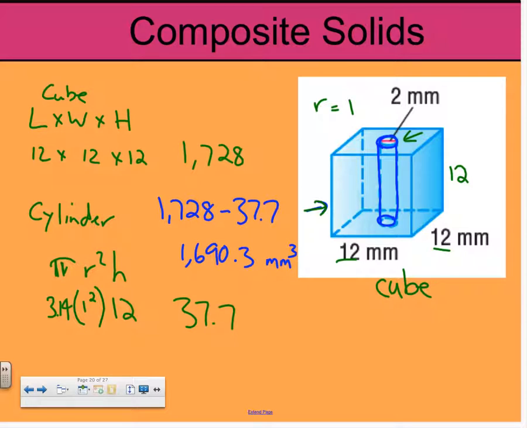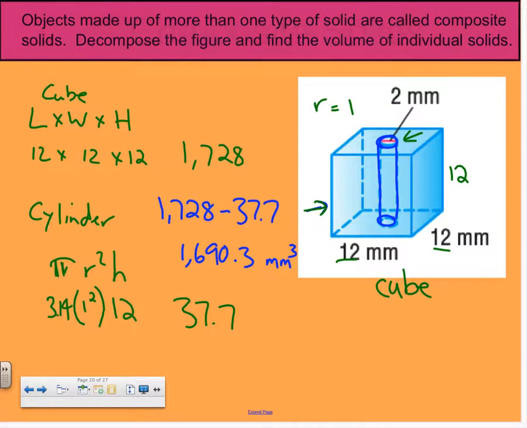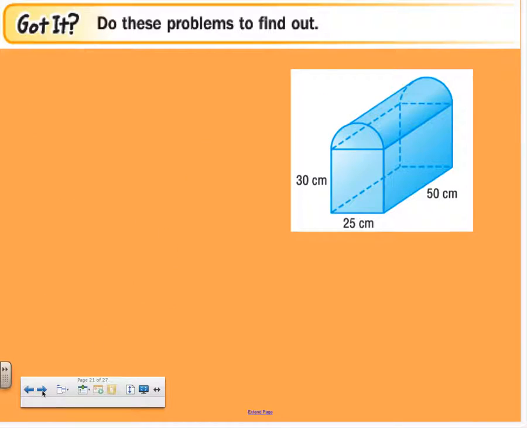So once again, just remember, when we're doing composite solids, you want to decompose the figures. So break it down. What are the figures you're using? And find the individual volumes of the solids. Okay, go ahead and try this. Just as a hint, you have a rectangular prism and what looks like half of a cylinder. So think, I've got to find the volume of the cylinder, and then I would need to cut that in half. Go ahead and try that one.